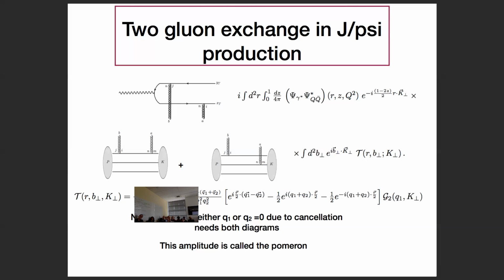I think that's a typo. This should be just a G. I have to change that. The G goes to 0. Anyway, there's no singularity if either q1 is 0 or q2 is 0 or both are 0. Things are well behaved. And one needs both diagrams to get this finite result in your matrix elements.